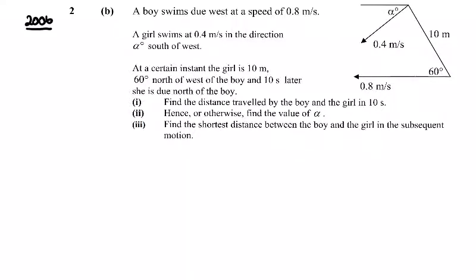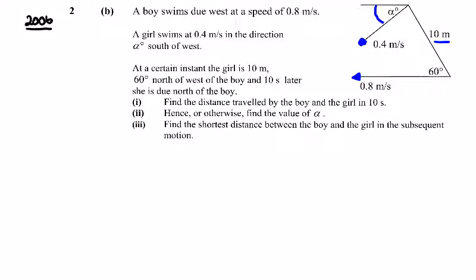2006 question 2, relative velocity. A boy swims due west at a speed of 0.8, given this diagram here. And a girl swims 0.4 meters per second in the direction alpha degrees, south of west. She's going in this direction at 0.4. And at a certain instance, she's 10 meters here, 60 degrees north of west of the buoy, and 10 seconds later she's due north of the buoy.